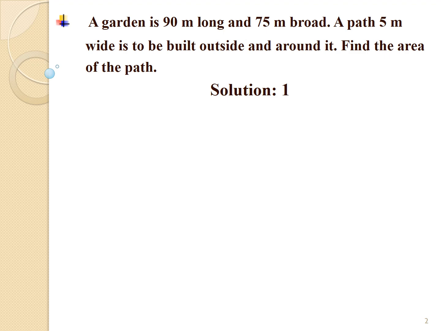Exercise 11.4. Question number 1. A garden is 90 meters long and 75 meters broad. A path 5 meters wide is to be built outside and around it. Find the area of the path.